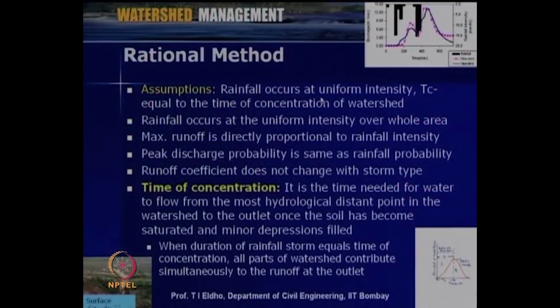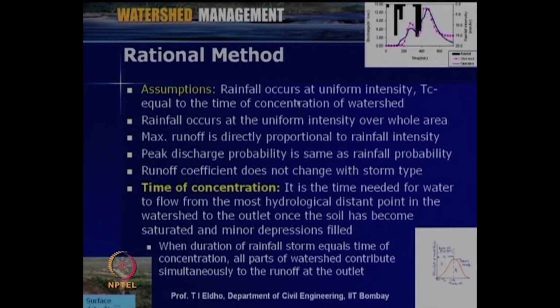This rational method is based upon a number of assumptions, like rainfall occurs at uniform intensity with Tc equal to the time of concentration of the watershed. The second assumption is rainfall occurs at uniform intensity over the whole area. Then maximum runoff is directly proportional to rainfall intensity. Then peak discharge probability is the same as rainfall probability. Then the runoff coefficient does not change with the storm type. These are some of the important assumptions which we utilize in this rational method.